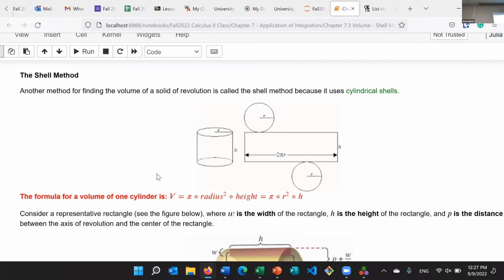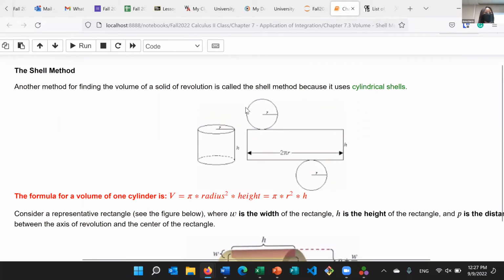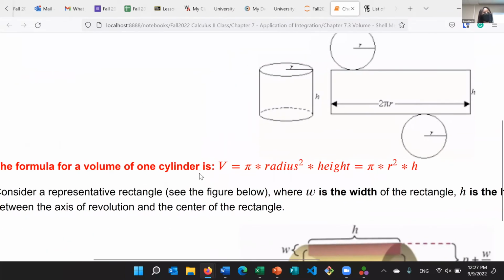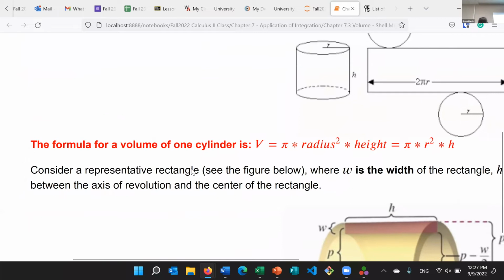So what is your length over here? I'm going to say 2 pi r. 2 times pi times what? Radius. And then multiply by what? Height. So the area of this rectangle is equal to 2 times pi times r times what? Height. Can you see okay, guys? All right. Did everybody see it? The formula of a volume of any cylinder, you will see what?